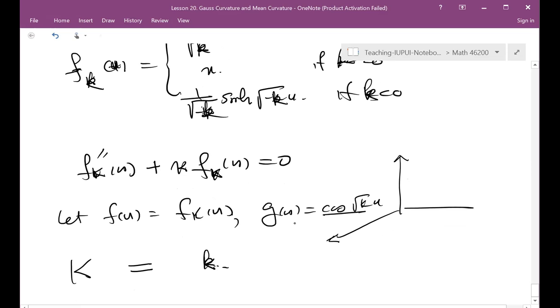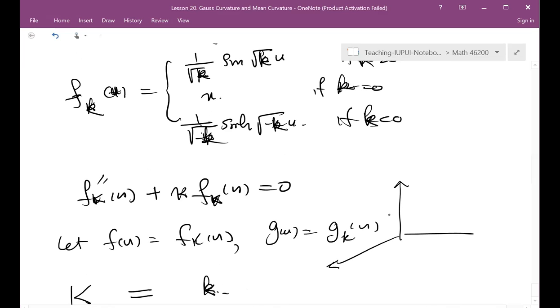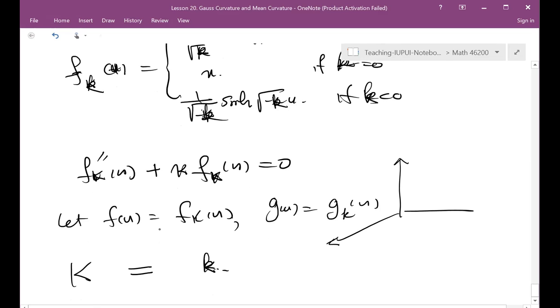So we can also define g_k similarly. Yeah, and I want to make sure g(u) equals g_k(u). Okay, so g_k(u) is going to change sine to the cosine. Then f prime squared plus g prime squared is going to be 1.